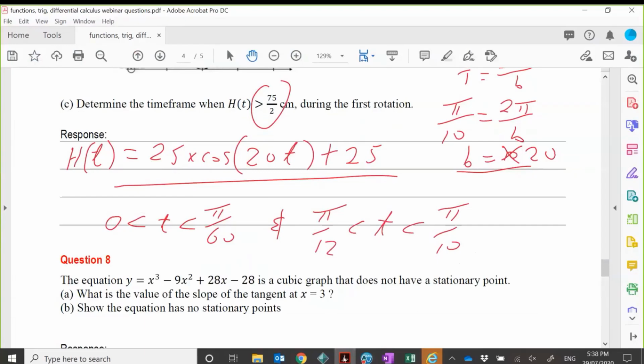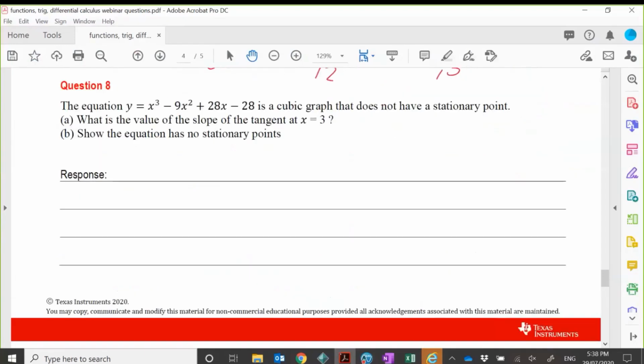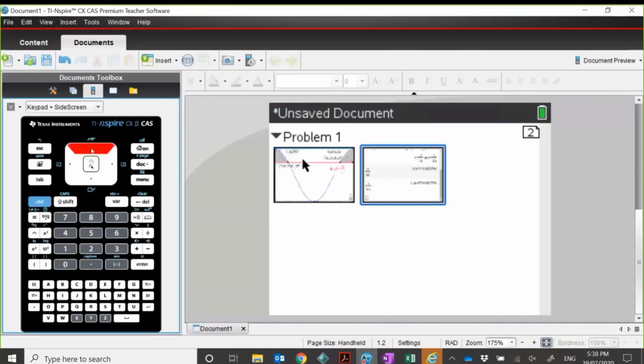All right, question 8. You have got a cubic function and it does not have a stationary point. What is the value of the slope of the tangent at x equals 3? Show the equation has no stationary points. All right, let's get that function into the calculator. Okay, so we'll just wipe these pages here.